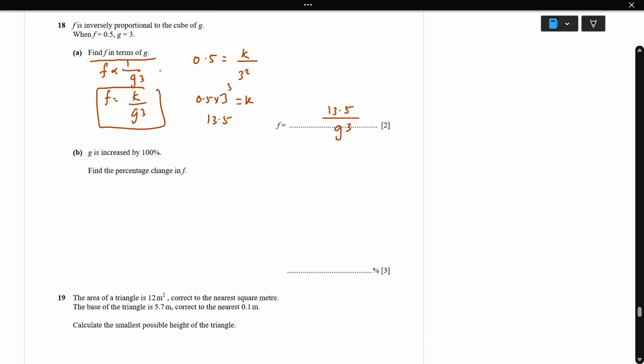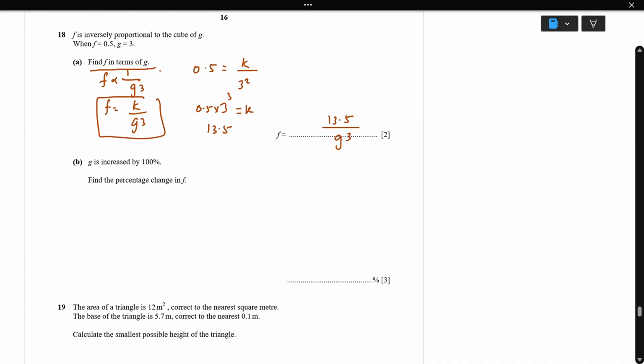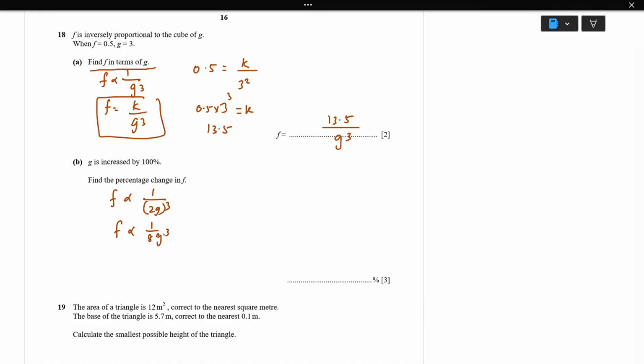We got the answer. Next, G is increased by 100%. So G becomes 2G. So F is 1 over (2G) whole cubed. 2 cubed is 8, so it is 1 over 8G cubed. So 1 by 8, we convert into a percentage, which is 12.5. The rest is the change in F. So the percentage increase of F is 100 minus 12.5, which is 87.5.